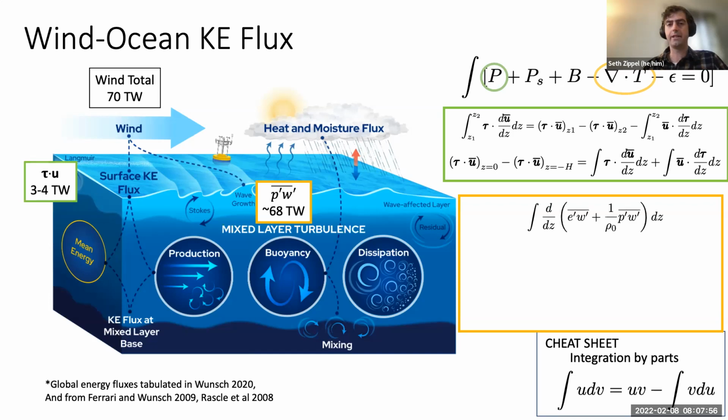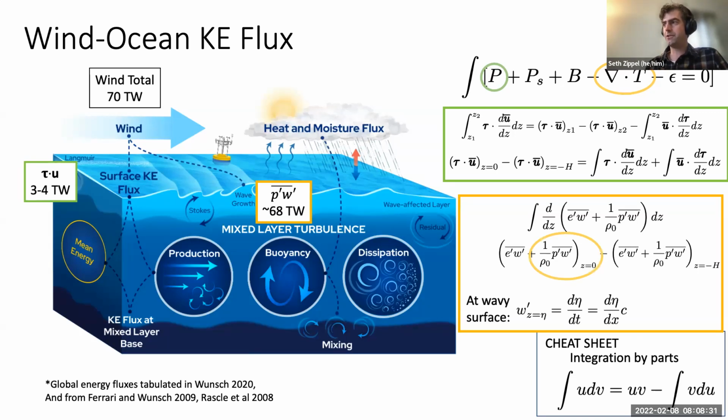And the transport divergence has two main components. This first term, E prime W prime, this is the turbulent kinetic energy flux. So E prime here is the TKE, W prime is the fluctuating vertical component. And then there's the second term, the pressure work, which is P prime W prime, which I'm going to focus on here. This integral is a little bit easier to see. You just get the argument at the bounds of the integral. And I'm going to focus here on the P prime W prime right at the wavy surface.